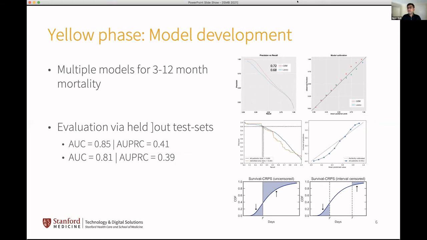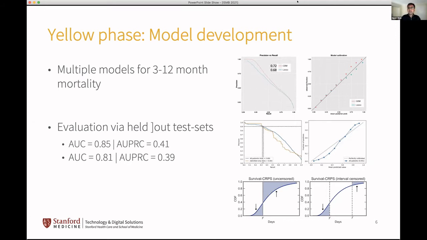Then we get into the yellow phase, the development phase. And, you know, like most geeks, we also went a little bit over the top with this, ended up building multiple different models in predicting that label we just chatted about, the 3 to 12 month mortality. And then on the right-hand side, you see all of the different ones. The first one is just a panel of gradient boosted models and a lasso. I'm showing you precision, recall, and calibration.